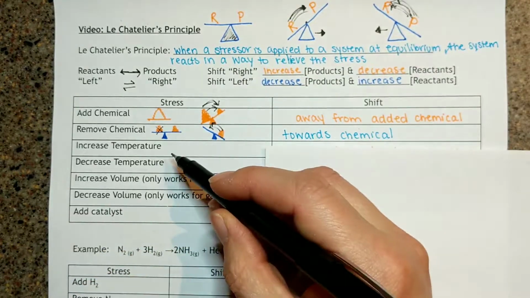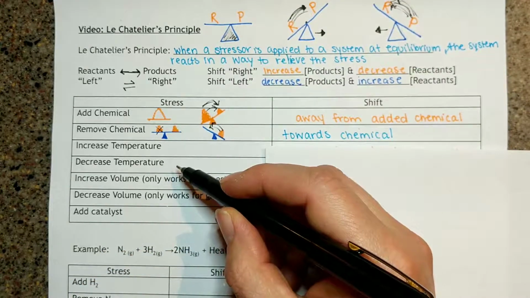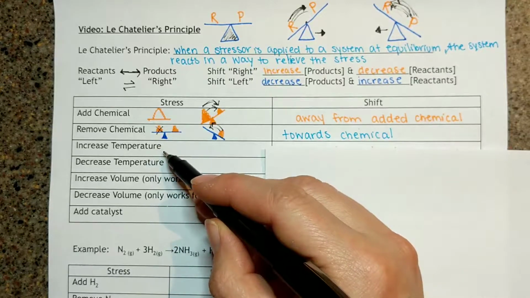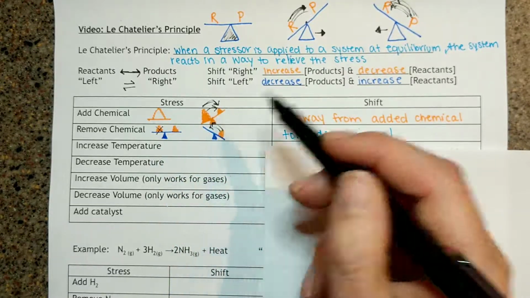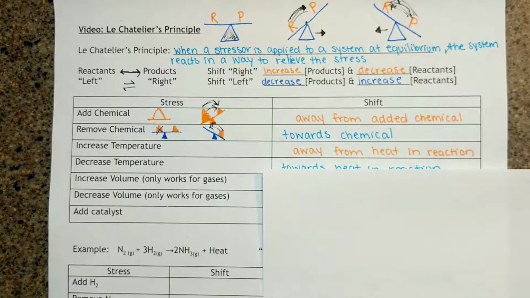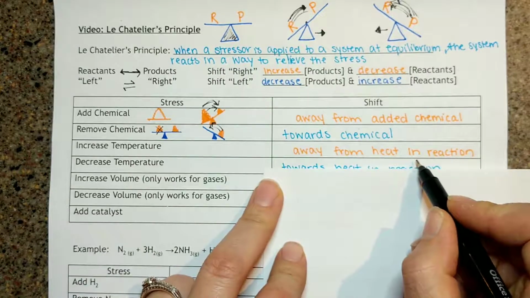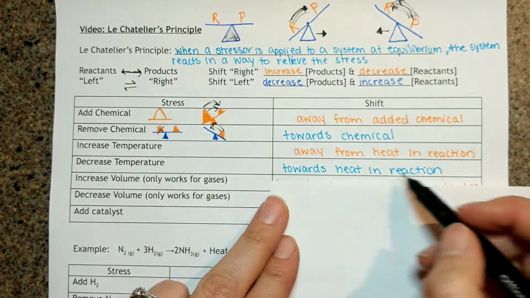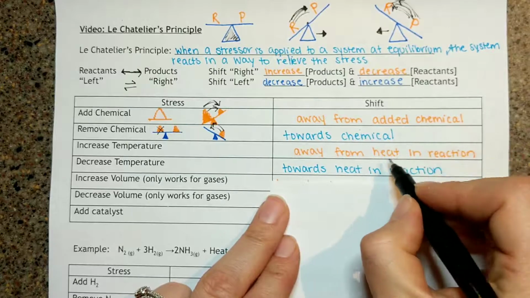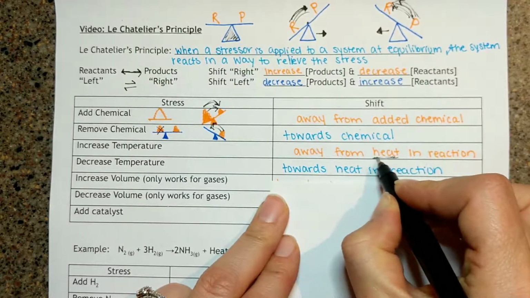Some of our reactions will have temperature or heat listed. If I increase temperature, just like before increasing a chemical, I'm going to shift away from what I've added. But if I decrease temperature, I'm going to shift toward. And we'll see the word heat listed in the problem.